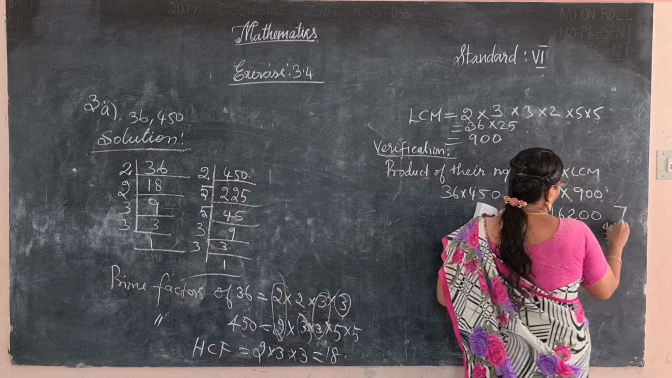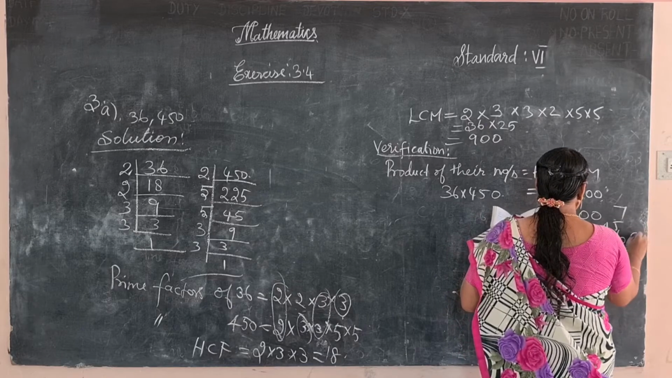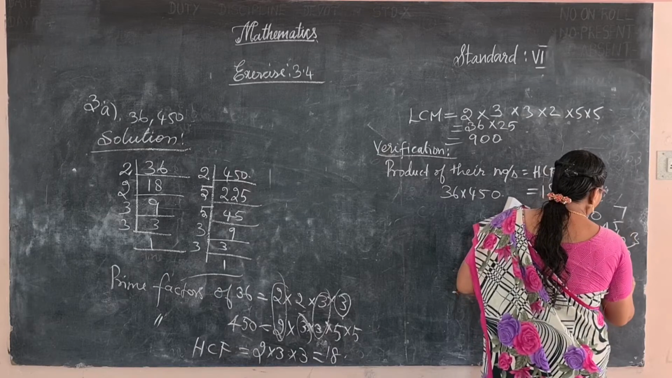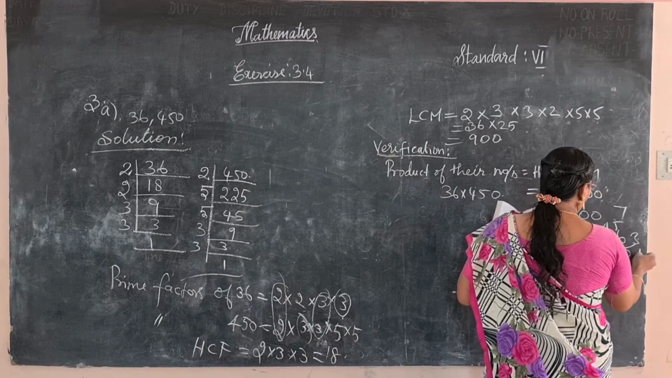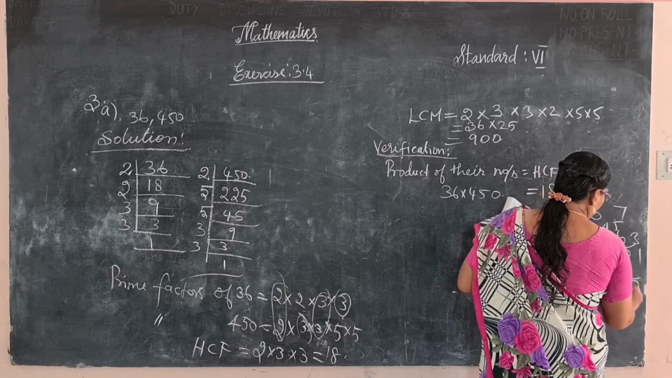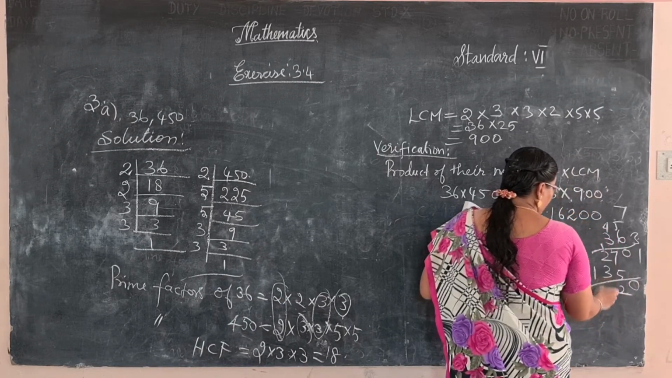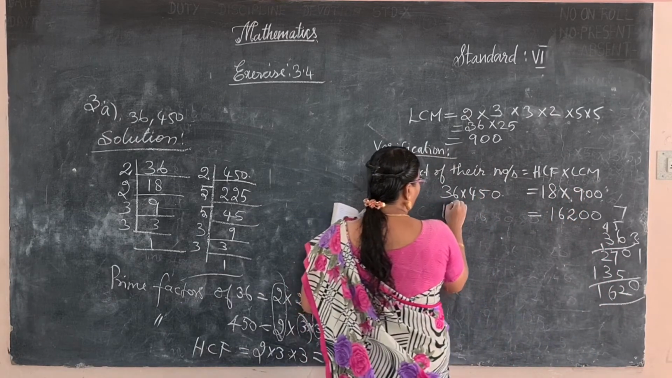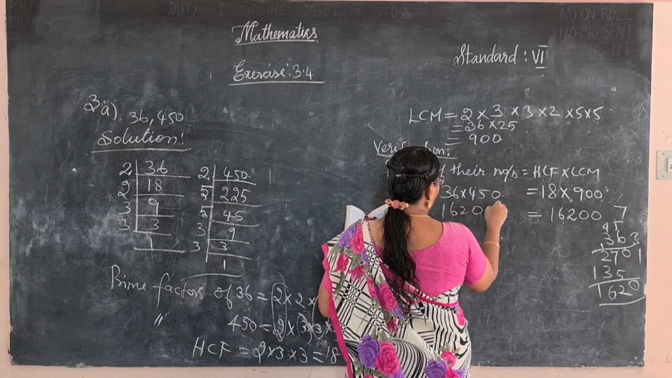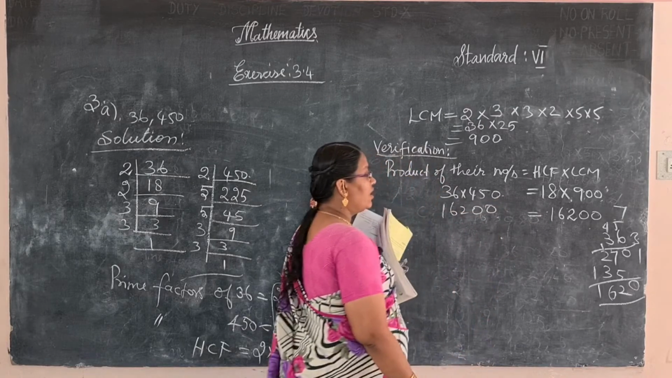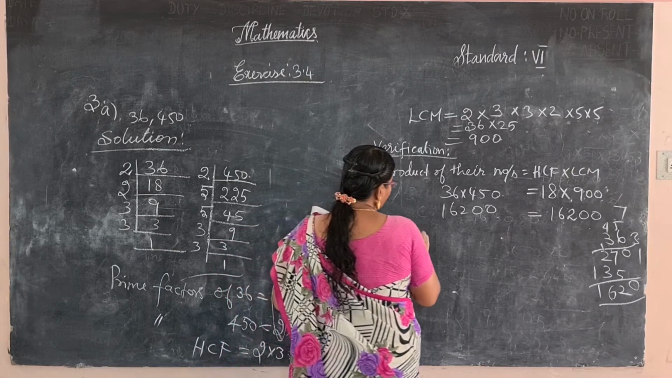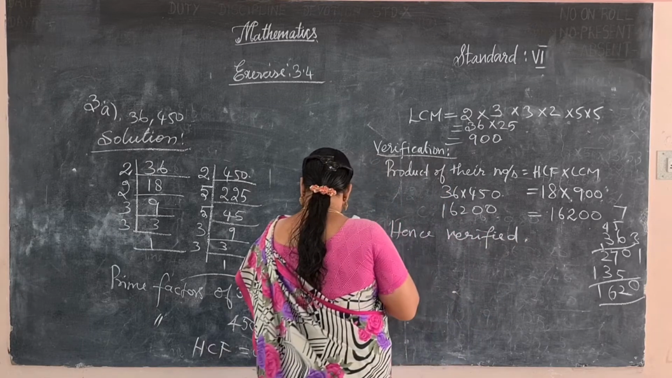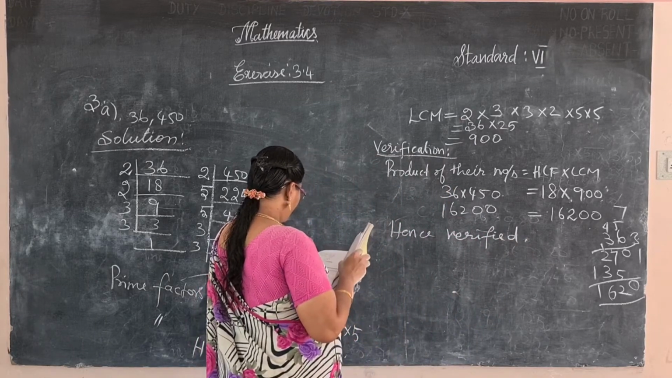36 into 45, 6 5s are 30, 6 4s are 24, 27, 3 5s are 15, 1, 3 4s are 12, 12 plus 1, 13. So 0, 12, 6, 1. Okay, so what is the value? 1620. We already have the zero, so both have the same value. So hence verified. Okay, remaining problems are homework.